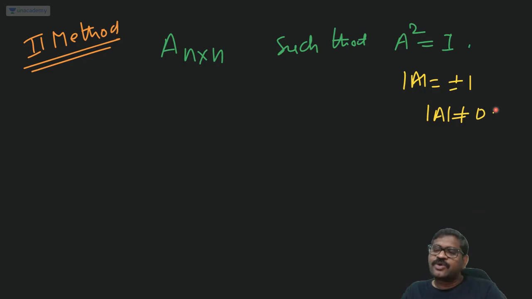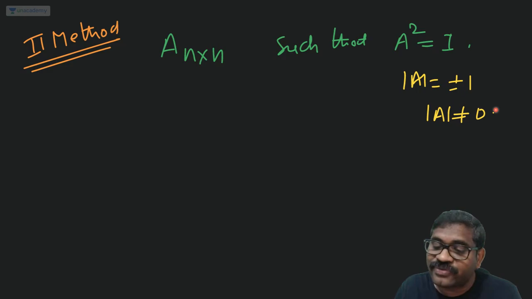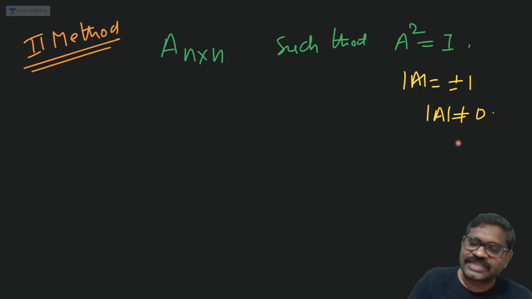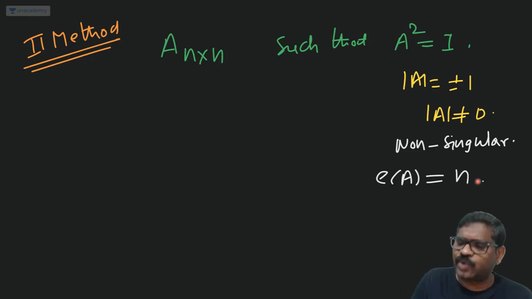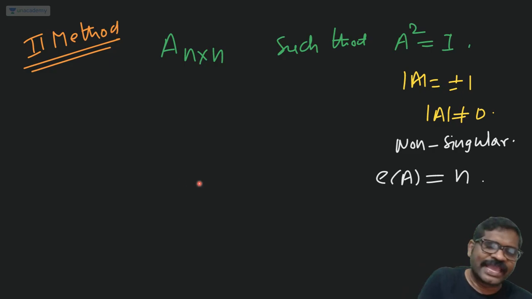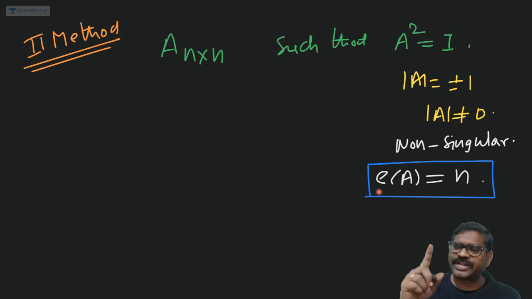Okay, we have one property. If det A is not equal to 0, the matrix is non-singular. If the matrix is non-singular, rank of A is its order. Okay, remember, rank of a non-singular matrix is its order. It is non-singular. That's why rank of A equal to n. Rank of A is n. Observe here. This is 1 point.